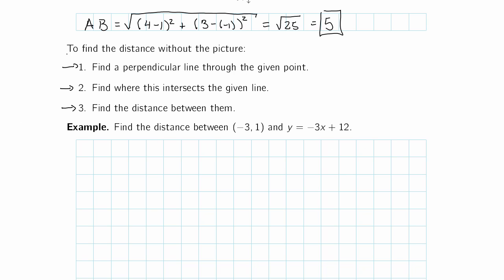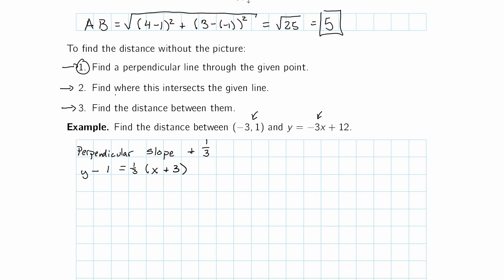So, first, the given line has slope -3. A perpendicular line will have a slope, change the sign to positive. Take the reciprocal of 3, that's 1/3. So the perpendicular line through this point is y minus, the given y is 1, equals 1/3. X minus -3 is the same as x plus 3.